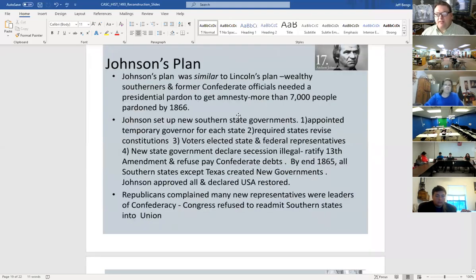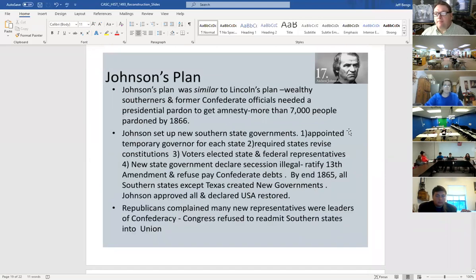His plan was very similar to Lincoln's, and along with Confederate officials, he added, because remember, he did not like the Southern elites, the wealthy Southerners. He said they could not be a part of his plan.